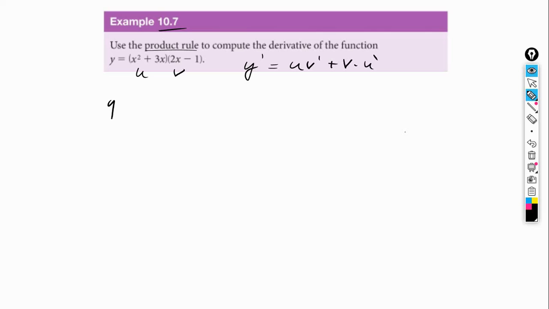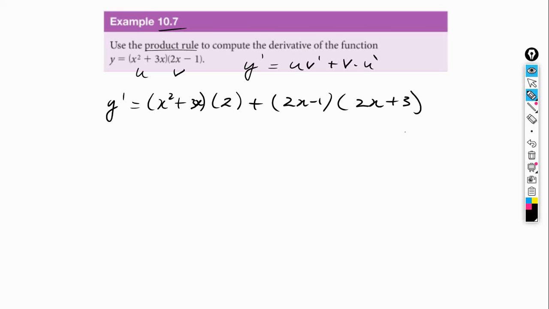So the derivative of y is going to equal u, which is simply going to be x squared plus 3x times the derivative of v, which will be 2, plus v, which is the second factor here, so 2x minus 1, times the derivative of u, which is going to end up, oh, this is 3x here, which is going to end up being 2x plus 3.